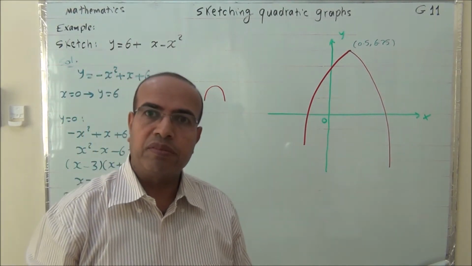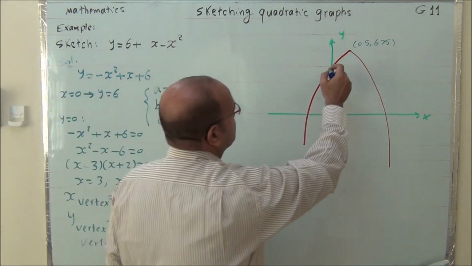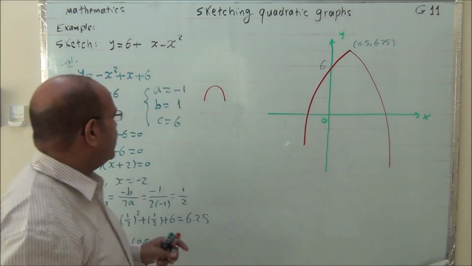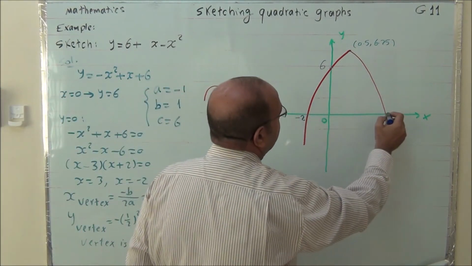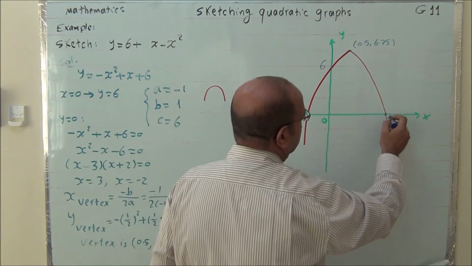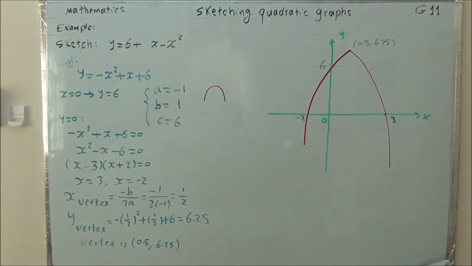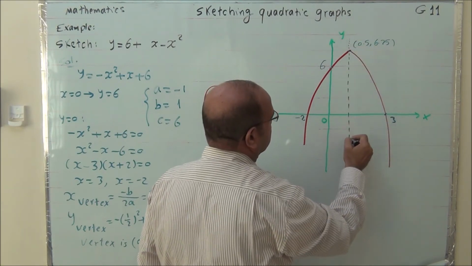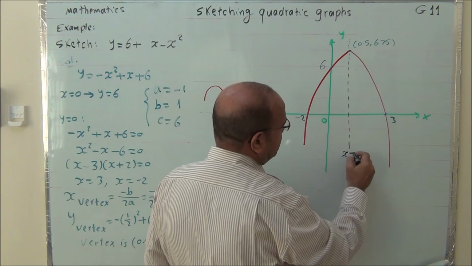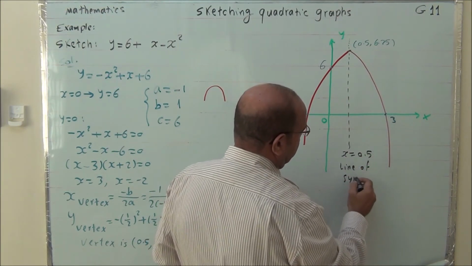We find the points of intersection. With the y-axis, when x equals 0, y equals 6. So this point is 6. With the x-axis, it's 3 and -2. So this point is -2, and this point is 3. The line of symmetry passes through the vertex. So the line of symmetry is that line. Its equation is x equals 0.5. So this is called the line of symmetry.